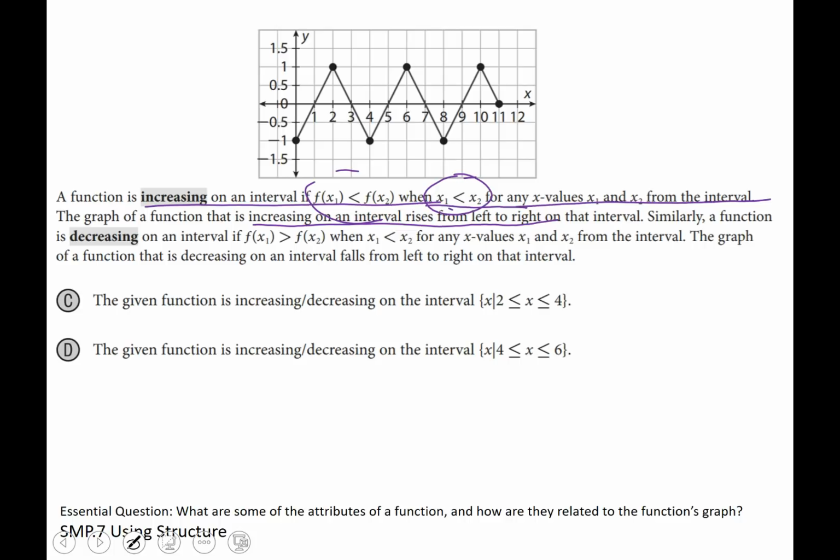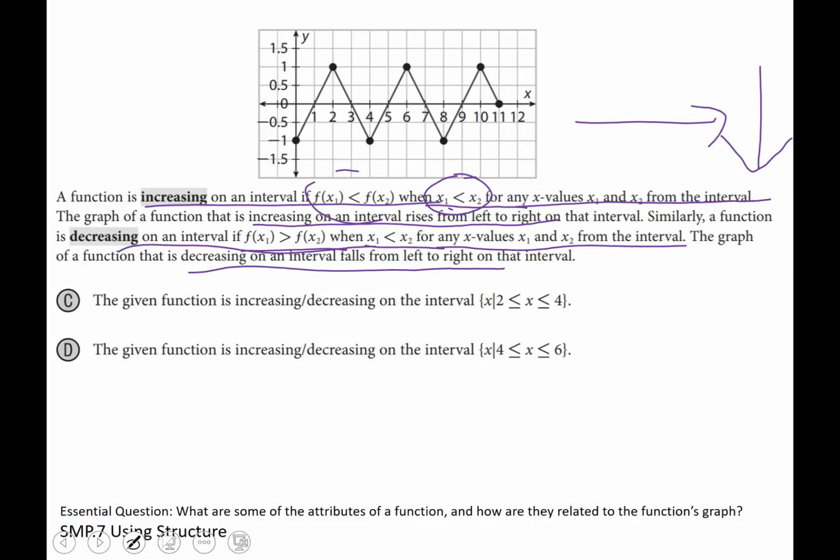Similarly, a function is decreasing on an interval if the y value at x sub 1 is greater than the y value at x sub 2 when the x values increase, for any x values x sub 1 and x sub 2 on the interval. Basically, decreasing on an interval means it falls from left to right on that interval. So as your x values are getting bigger and bigger across the graph, the y values are getting smaller. So we're going to identify the increasing and decreasing on this graph that we have.